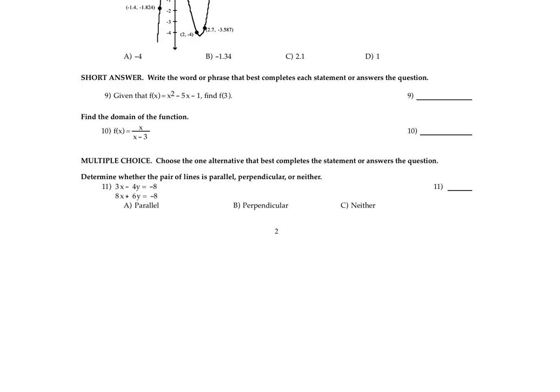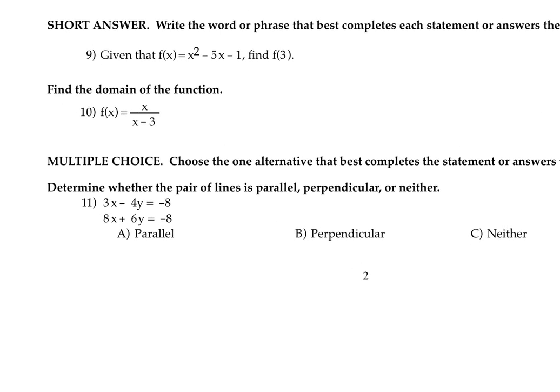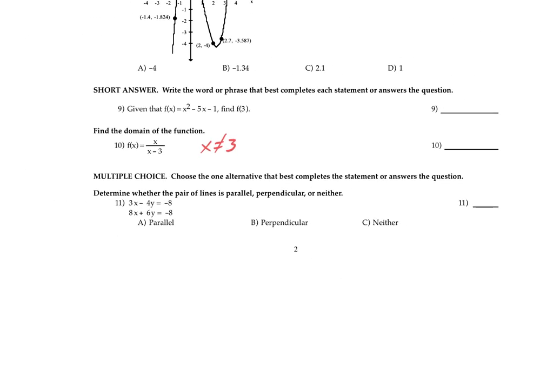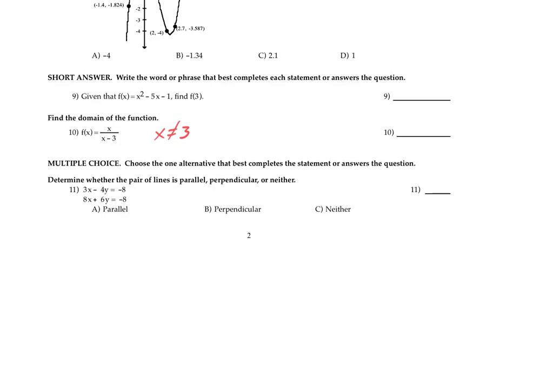As I look at number 10, what value of x can we not have? We can't have 0 on the bottom, and so we can't have 3. Some people would simply say x cannot be 3, and that's a true statement, and that would be one way I could identify the domain. But what I want you to get in the habit of doing is writing it in interval notation.